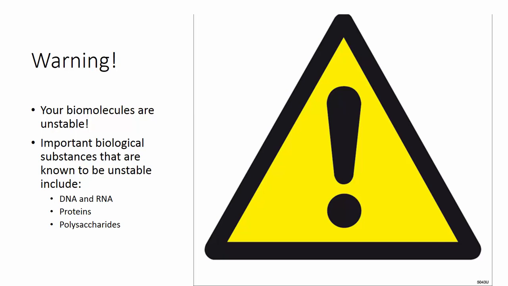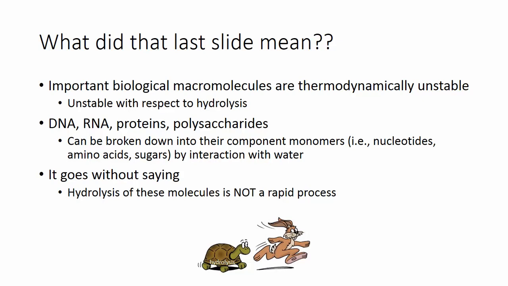Okay, first of all, I'm going to start with a warning. A big warning sign. Your biomolecules are unstable. You should know this. Your important biological substances that are known to be unstable in you include DNA, RNA, proteins, polysaccharides, all the big ones. So do we panic? Well, not really.